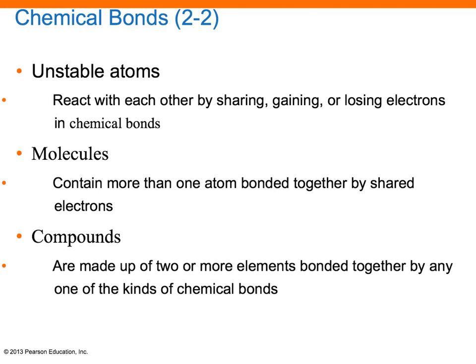In chemical bonding, unstable atoms will react with each other by sharing, gaining, or losing electrons in chemical bonds. Molecules contain more than one atom bonded together by shared electrons. Compounds are made of 2 or more elements bonded together by any one of the kinds of chemical bonds.